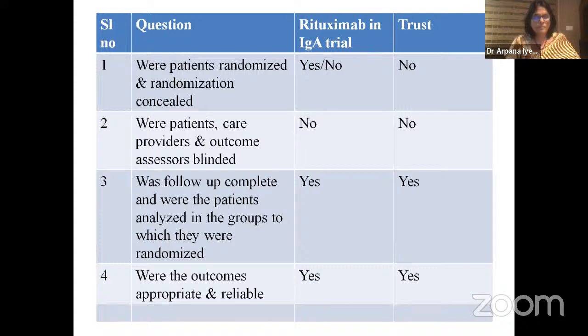So only randomization was done, but allocation concealment was not done, and neither the patients, care providers, nor the outcome assessors were blinded, which could have been done easily by an infusion of normal saline or some placebo to the control group.